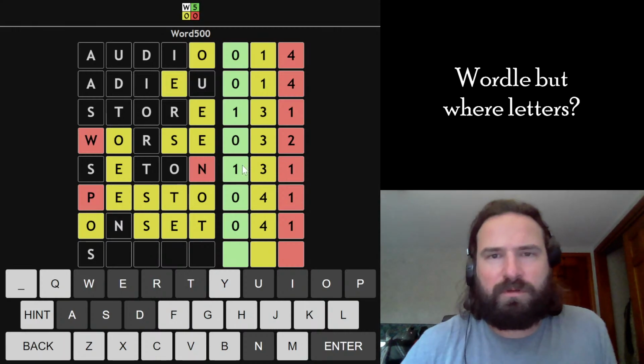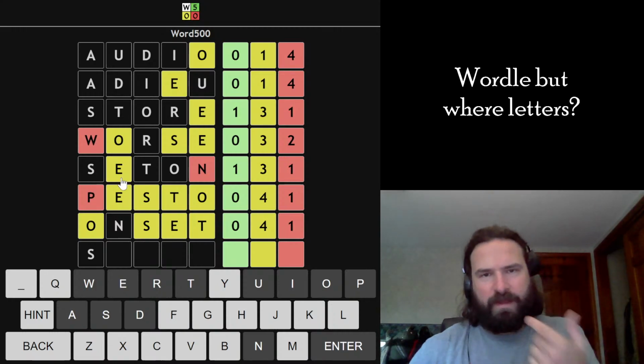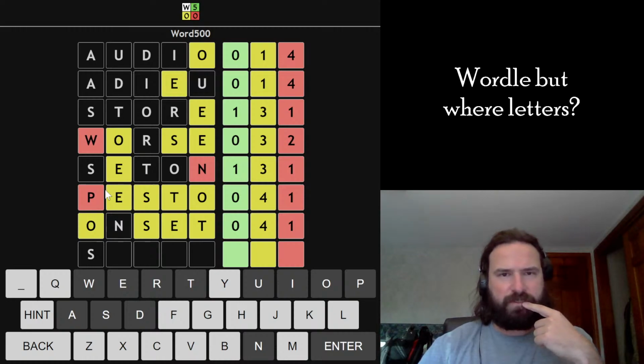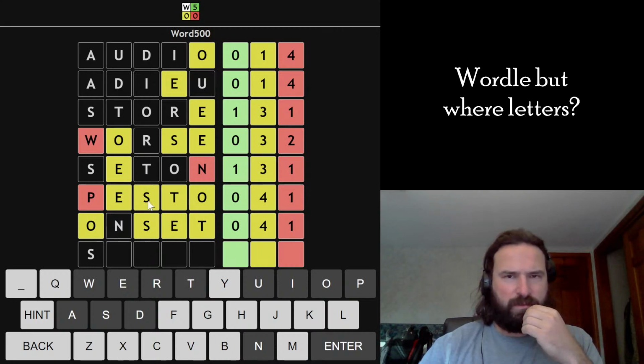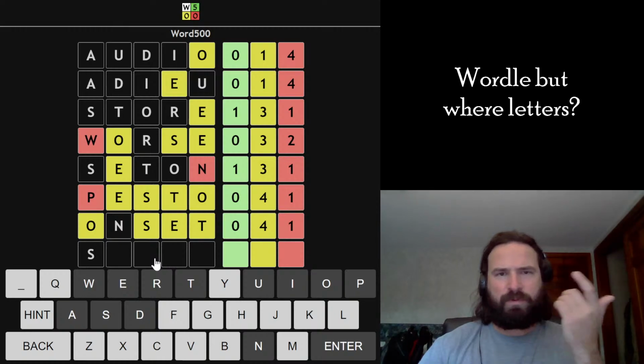I feel like S is going to be the green. So if S is the green, we can't have a vowel second, which is really weird. So the E has to go third. If S is first, E has to go third. And then where is the O going to go? It can't end in O. It's not possible. This is impossible.